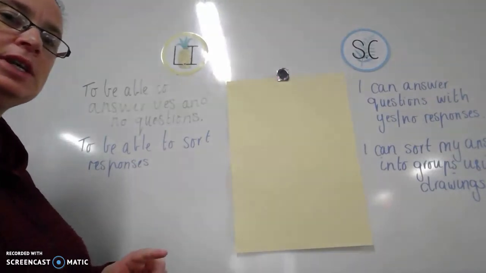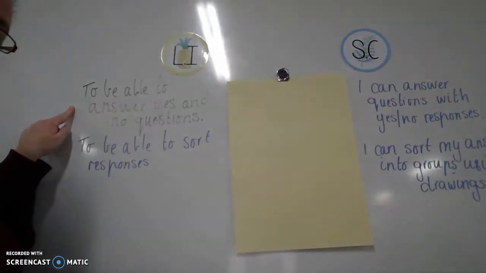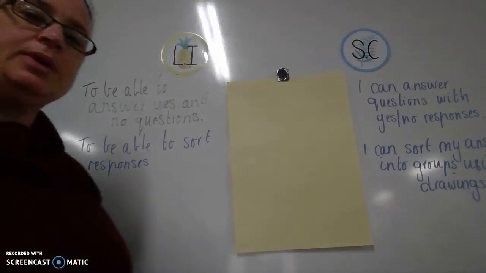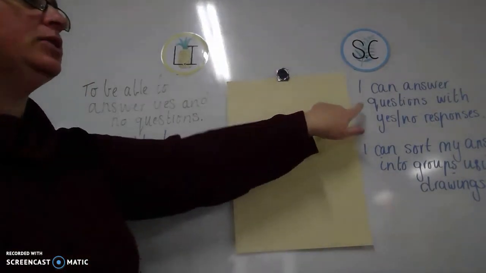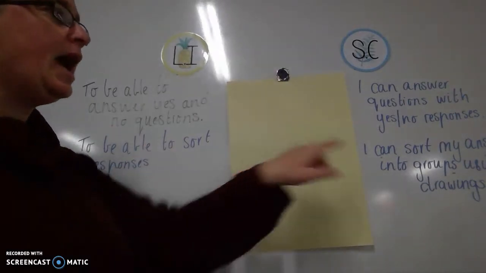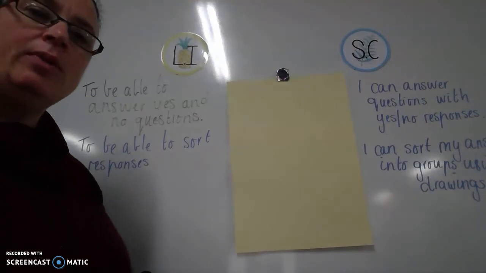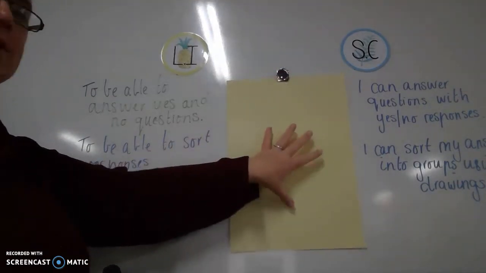And our learning intention is to be able to answer yes and no questions and to be able to sort responses. And we'll know that we're successful because we'll be able to answer questions with yes or no responses, and you'll be able to sort your answers into groups using drawings. So what I would like you to do is make sure you've got a nice big piece of paper ready to go.